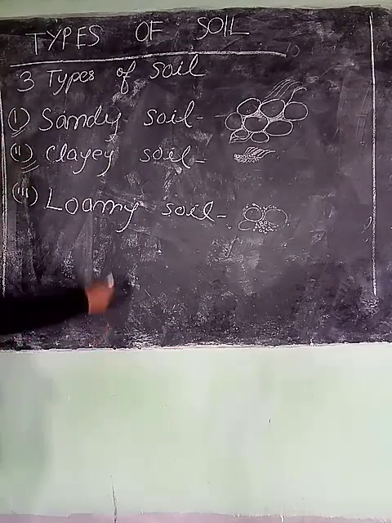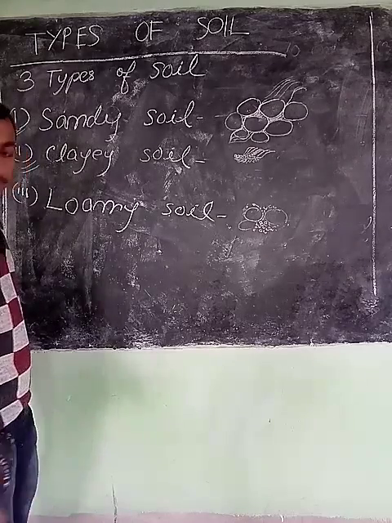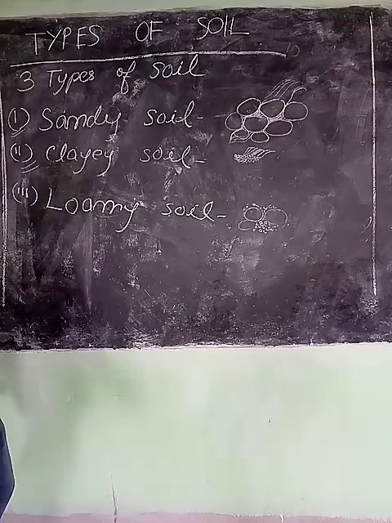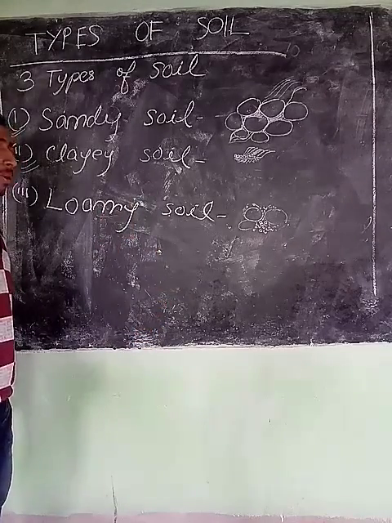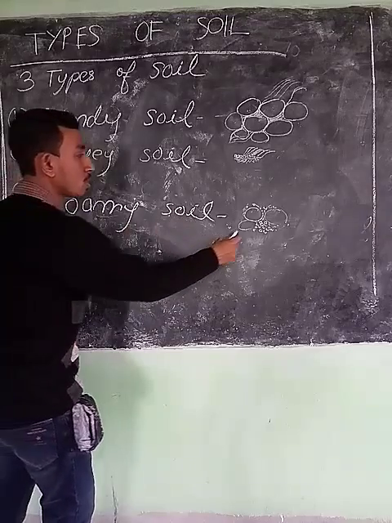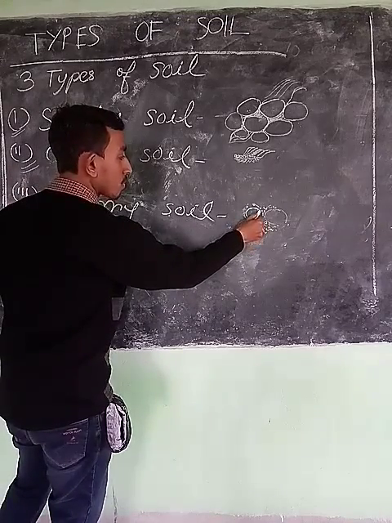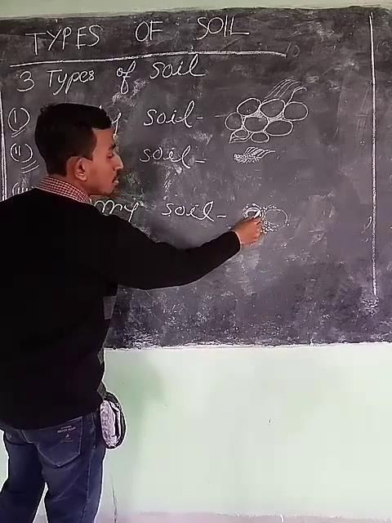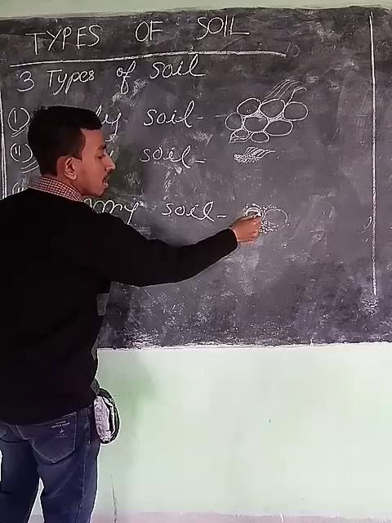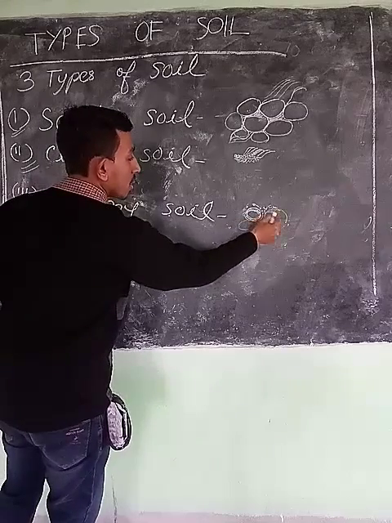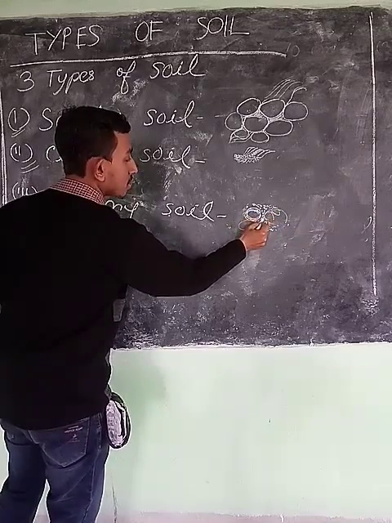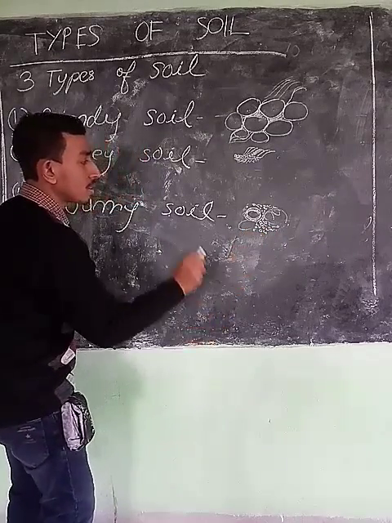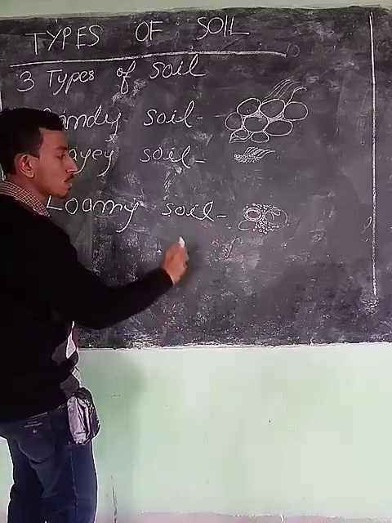Okay. Then what about the loamy soil? Loamy soil has the right water holding capacity, because in loamy soil the size of the particles is appropriate. Large particles are present and small particles are also present. So loamy soil has the right capacity to hold water.